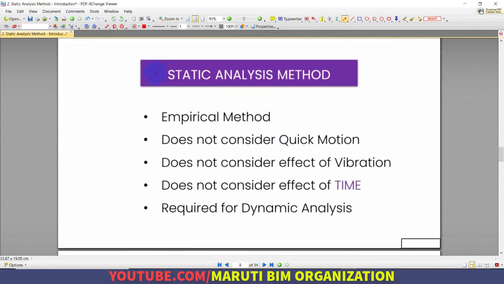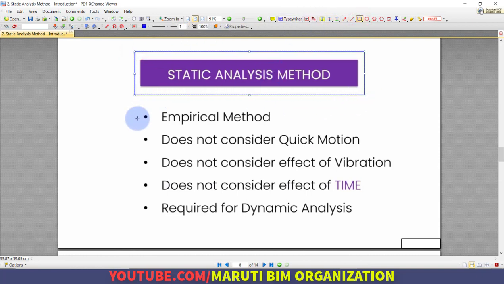So let us see the static analysis method. In the static analysis method, these are the criteria that first we have to go through. This method is an empirical method. What does empirical method mean? In the empirical method, this is a calculation based method. This is not an exact method. This method has been derived from a number of experiments that have been performed.